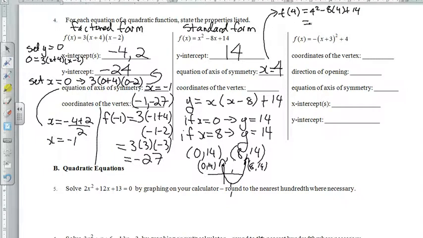Well, we know the x coordinate of the vertex, right? It's on the axis of symmetry. So we know x is 4, we have to figure out what y is. Okay, how do we do that? We work out f of 4. All right, which is what? 16 minus 32 plus 14, which I think is negative 2. So 4, negative 2. Yes.